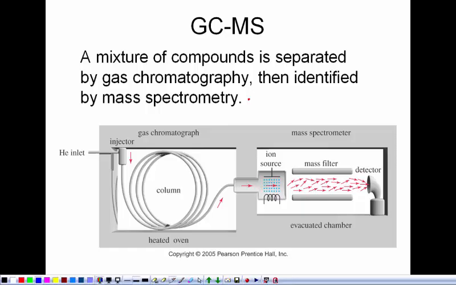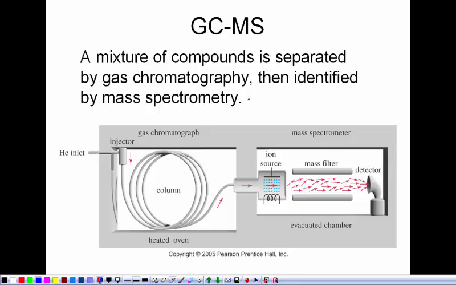But what we do is we inject the sample into the gas chromatograph, the compounds separate on the column, and then each compound sequentially as it comes out goes into a mass spectrometer so we can get a mass spectrum of every compound that comes out in the mixture. And so we can identify each component. For proteins and other things, we don't do gas chromatography. We just inject the sample directly. There is liquid chromatography that can be used for molecules that don't go into the gas phase.